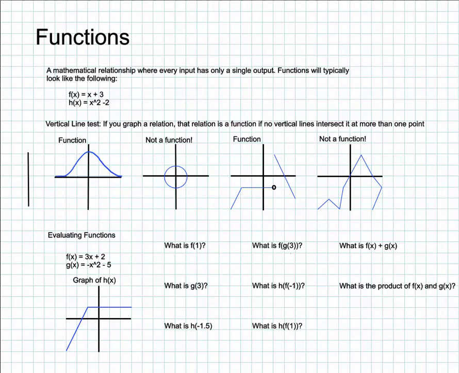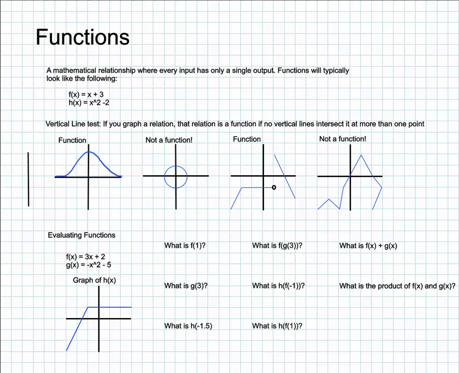Functions will typically look like one of the following examples. So f of x equals x plus 3, or h of x equals x squared minus 2. You'll see that if we plug in any value for x in f of x, we'll get exactly one output. So if we say f of 1, we'll get 1 plus 3, or 4. So we only get one output. If I say f of 1, I can only get 4. I won't get another value like 7 or 3.4 or anything like that. That's what makes f of x a function.